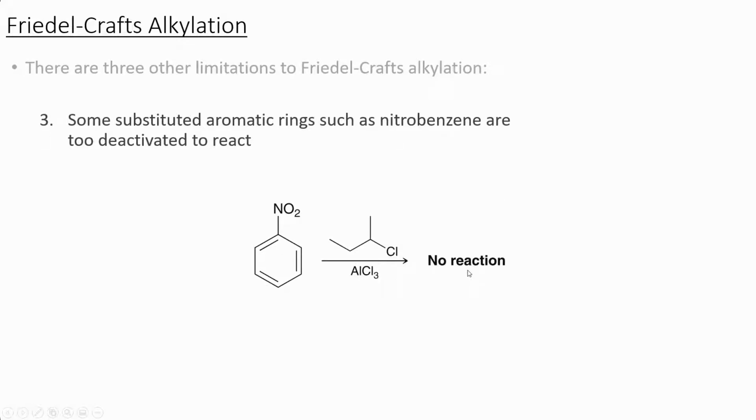And if the aromatic ring has been deactivated with an electron withdrawing group, right? So the benzene ring is acting as the nucleophile. So the more electron density in the benzene ring, the more nucleophilic the benzene ring will be. If there's an electron withdrawing group, such as a nitro or an acyl group, that electron density is pulled out of the ring, and that reduces the nucleophilicity of the benzene ring.